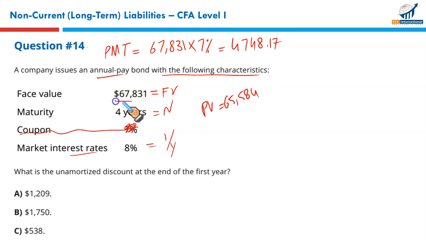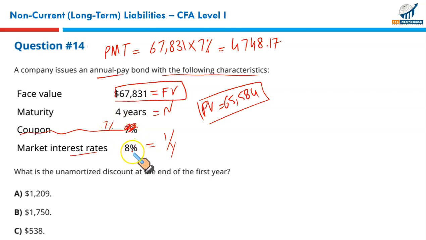This is the par of the bond, and this is what we received from people. The par value was 67,831. We received less, 65,584. Why? You know the reason. You are offering just a 7% interest rate, whereas the market rate is 8%. Since your offered rate is lower and the market rate is higher, your bond, a $67,831,000 par value bond, is selling for less. And this less amount, the difference between the par value and the value you received, is called the discount.